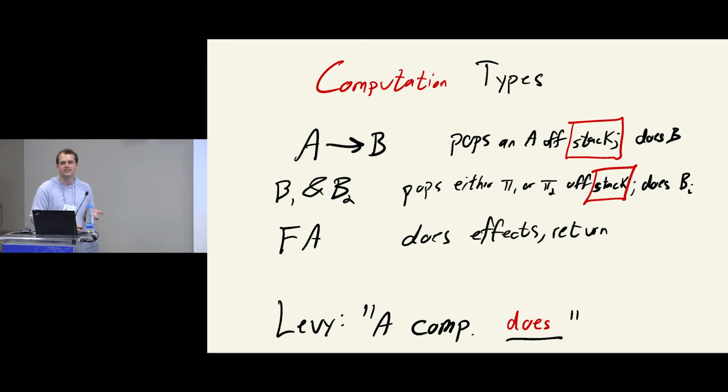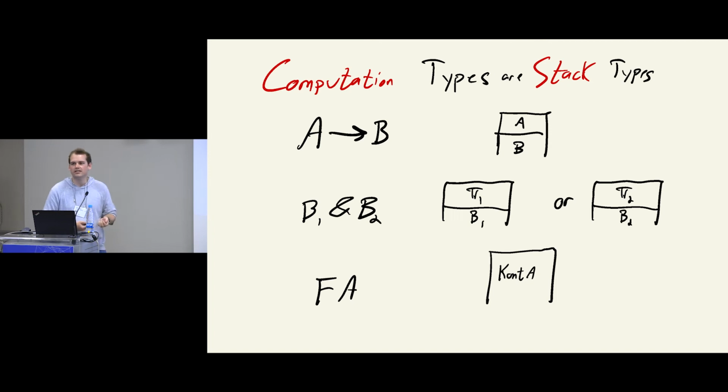Okay, so now back to the stacks. When I describe computation types, Levy style, as what they do, I mentioned this word stack a couple of times. A function A arrow B pops an A off of the stack. B1 with B2 pops a tag off of the stack. So there's an alternative way to look at computation types, which is that computation types are stack types.